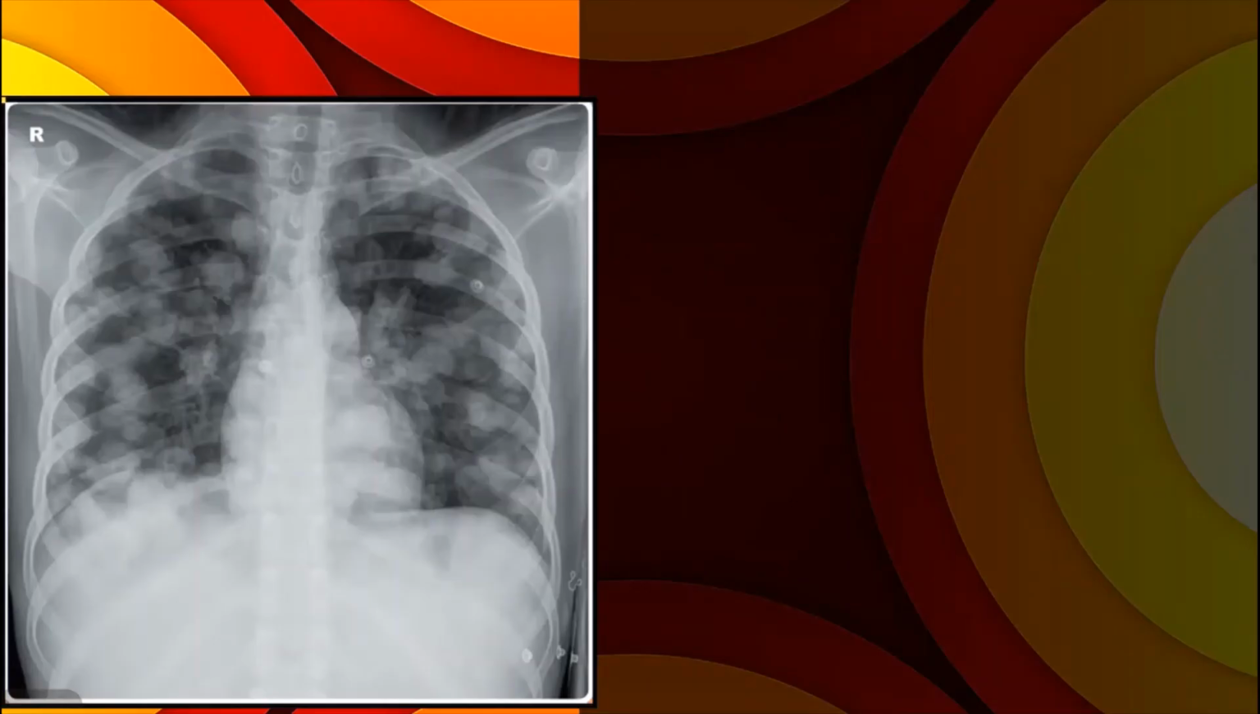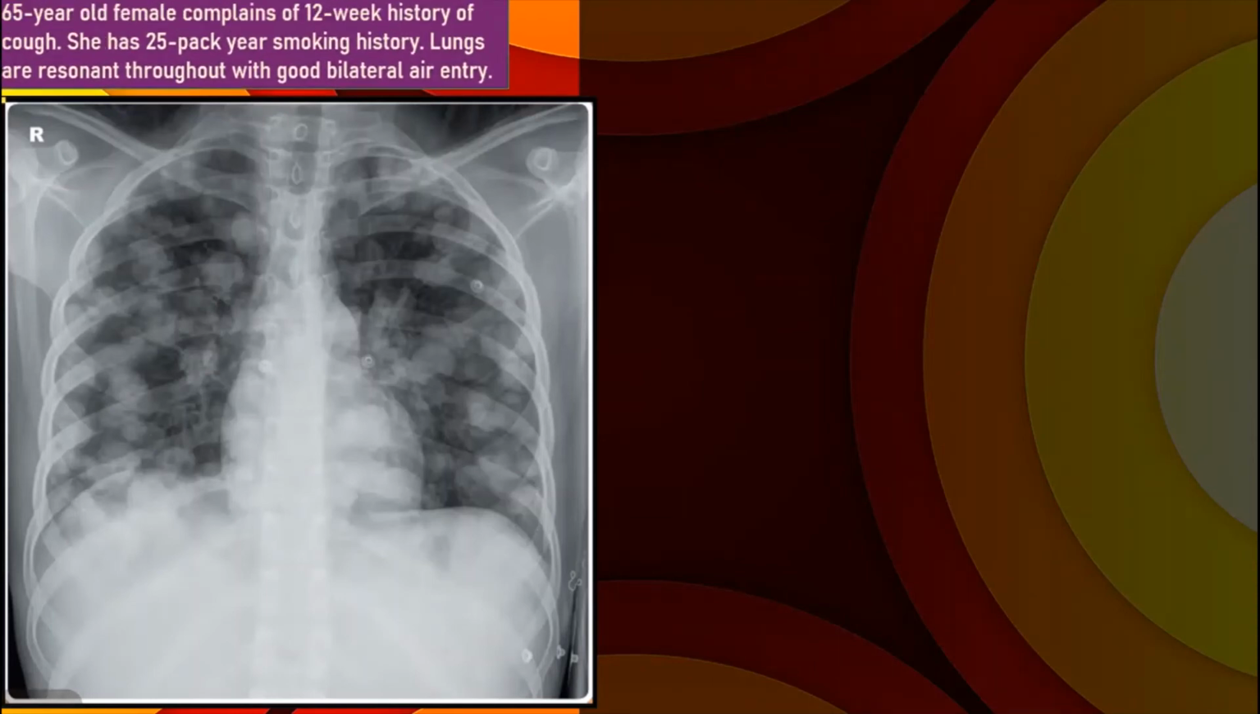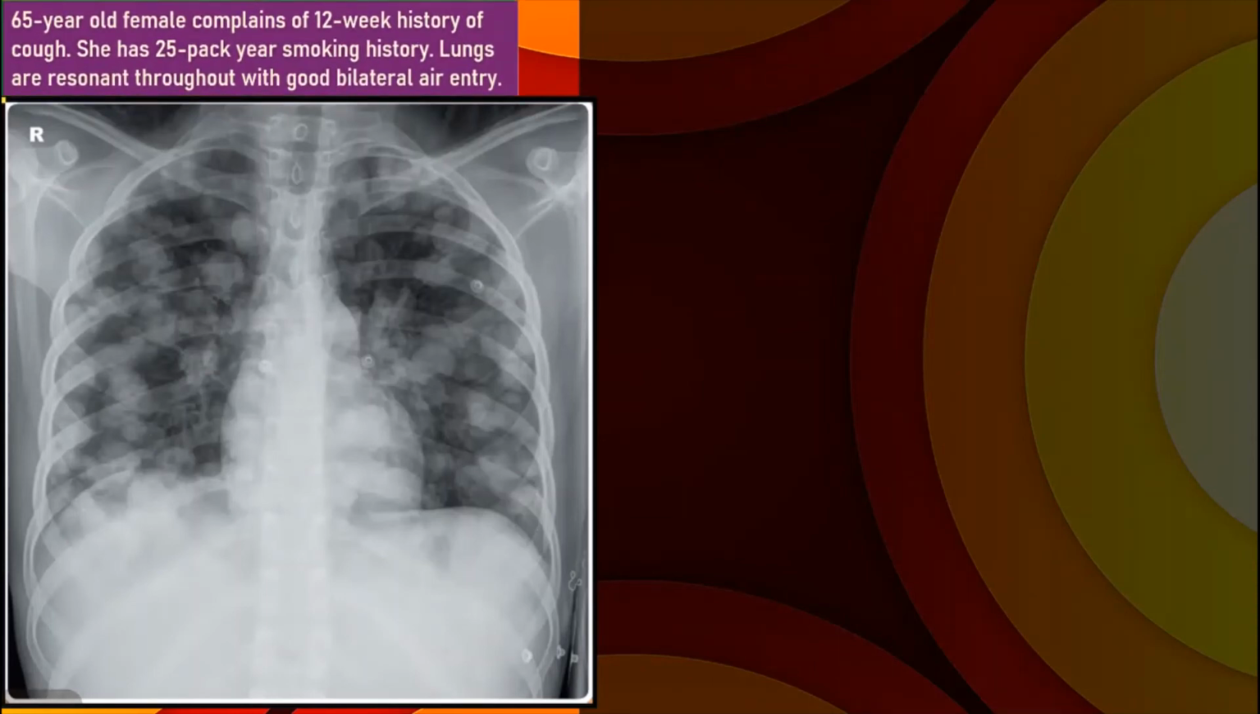Final chest X-ray, and it's a little bit harder one. A 65-year-old female complains of a 12-week history of cough, and she has a 25-year smoking history. From examination, lungs are resonant throughout with good bilateral air entry. Here we only have the right side of the lung, and let's move on with the imaging.